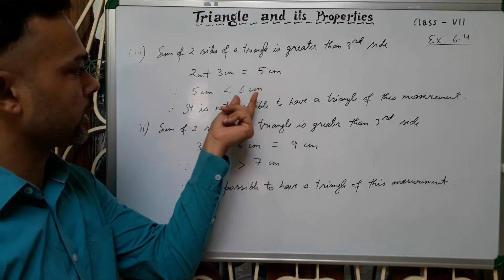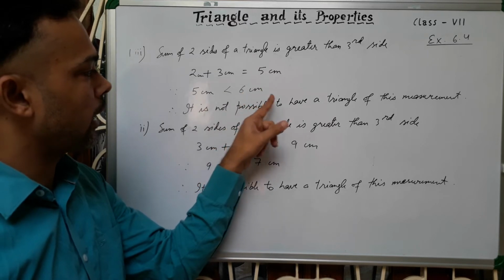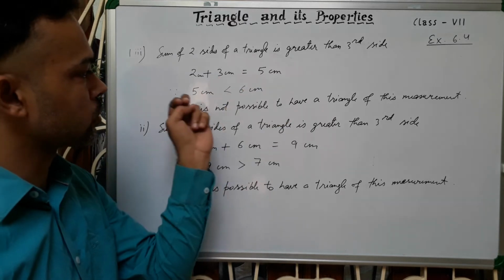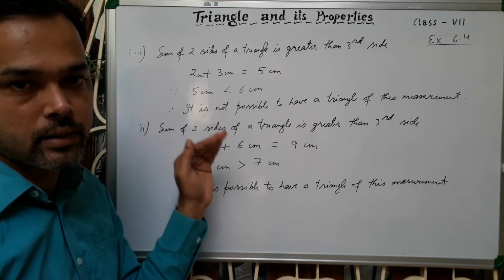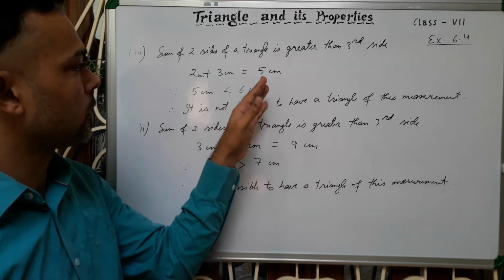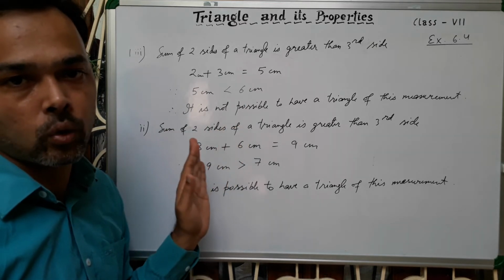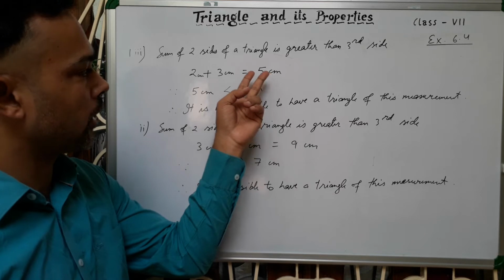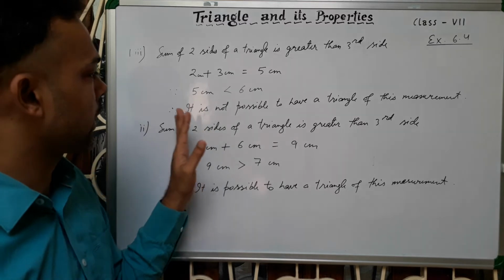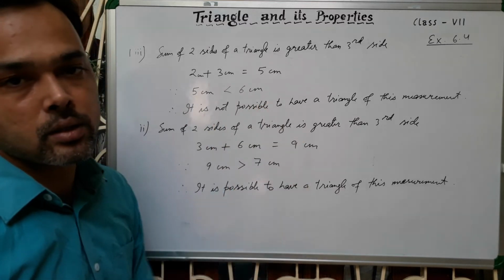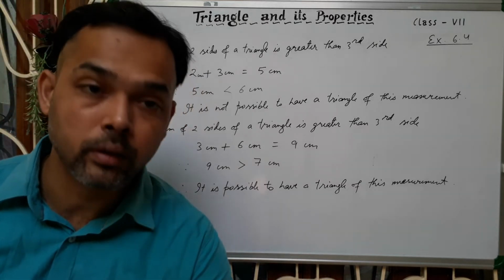Over here what you are observing is that you are getting 5 centimeter and the third side is 6 centimeter. If the triangle was possible to be constructed, then after adding two sides you would always get a sum bigger than the third side, which you are not getting here. You are getting a sum even smaller than the third side. That is why it is not possible to have a triangle of this measurement. If you write this, then we'll be moving on to question number 3.